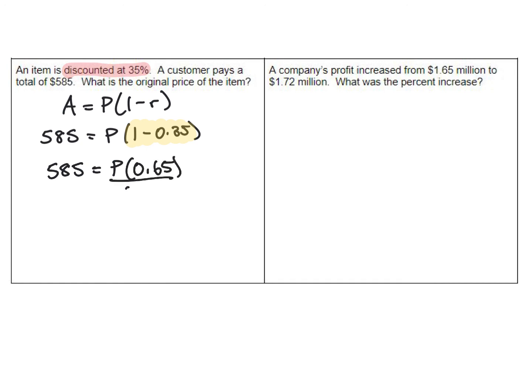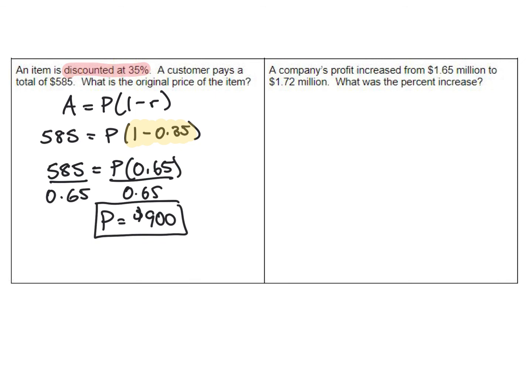And then lastly, what I'm going to do is just simply divide both sides by 0.65. Okay, dividing this number by a decimal is going to give me a large amount. In this case, since it is a percent decrease problem, my original value should be bigger than what my final answer is. So in this case, my principal or my starting amount would be $900. Okay, so we're just using this formula in reverse to try and solve for one of the values.